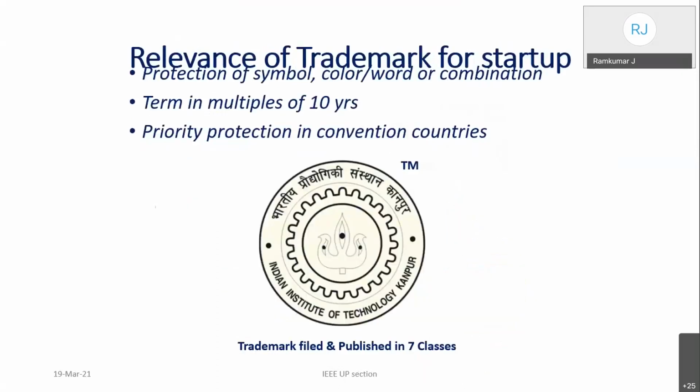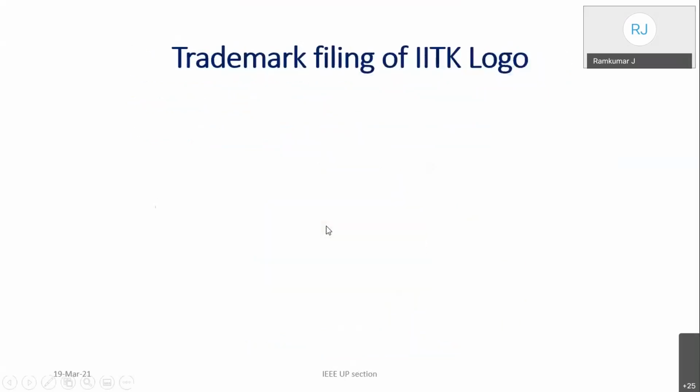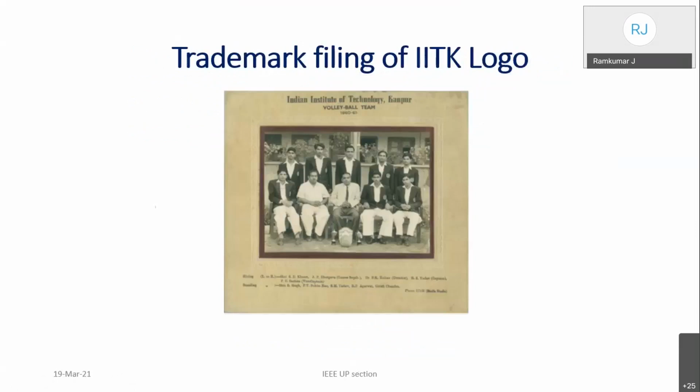The relevance of a trademark for a startup is very, very important. A symbol, color, word, or a combination, a logo, all these things have to be protected, so a trademark has to be done. It is granted in terms of multiples of 10 years. Priority protection in convention countries is done. The trademark is filed and published in 7 classes. So this is the IIT Kanpur emblem, and this was filed only very recently. We did not do the trademark earlier. So this is a trademark filed logo.